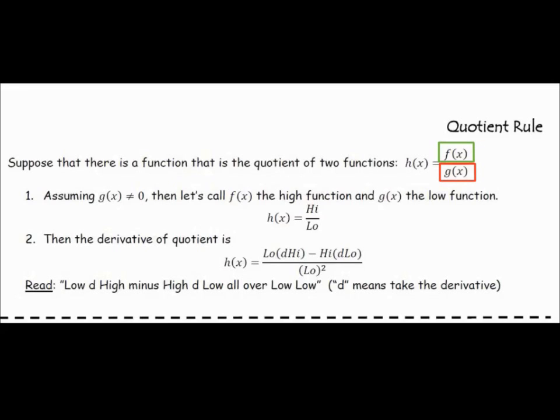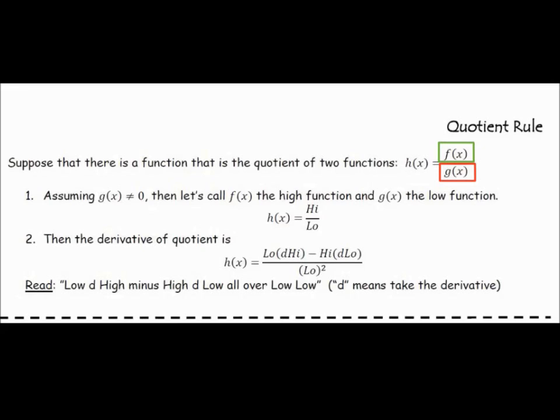And so f of x we're going to call high, g of x low, so we kind of have high over low. And so my little chime for this one is the derivative of the quotient is low d high minus high d low all over low low. So that's how we're going to say it. We're going to say low d high minus high d low all over low low.